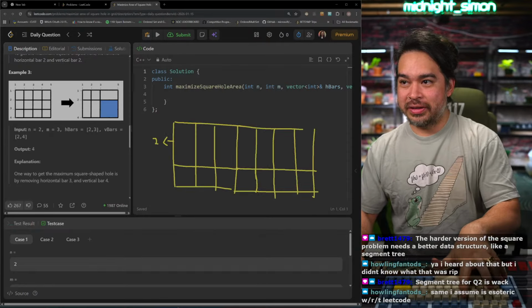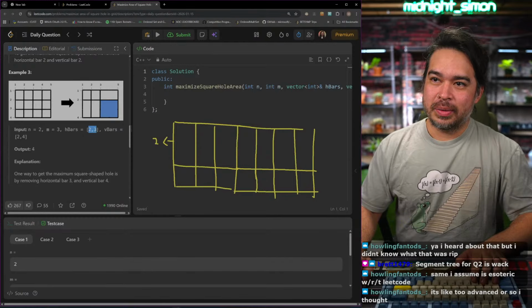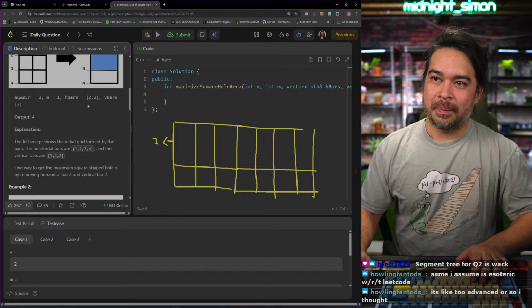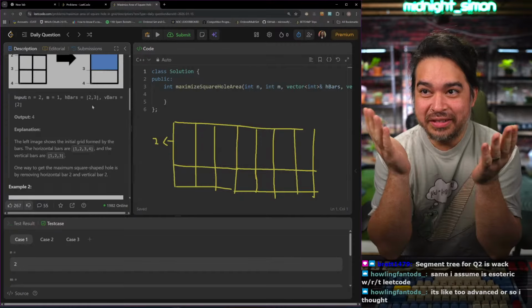Oh shit, I just erased the whole thing. So it's, all right, let me look at this one. So this one, the answer is still 2, but we can remove. All right, I wonder if it's like, you need to be able to remove consecutive bars. Maybe it's like the biggest consecutive sequence, the min of the max consecutive sequences in H bars and V bars. Would that even make sense?